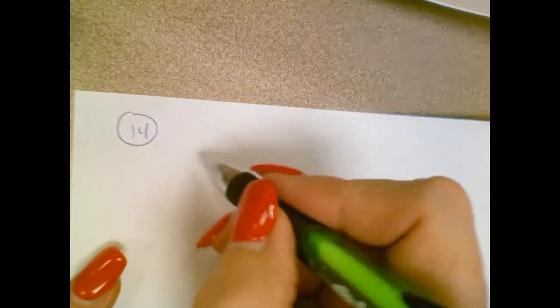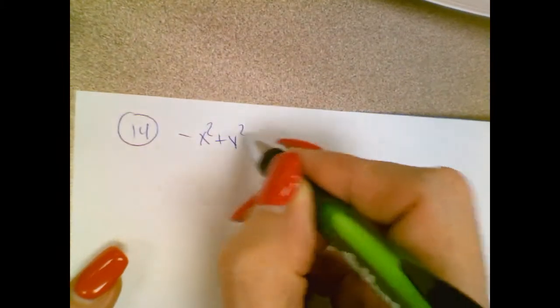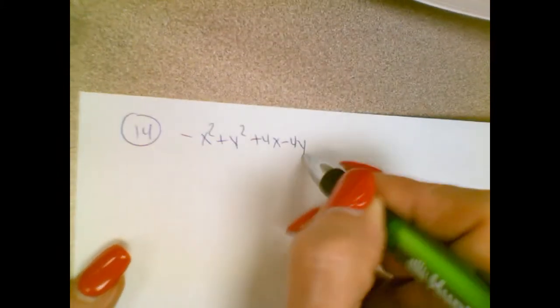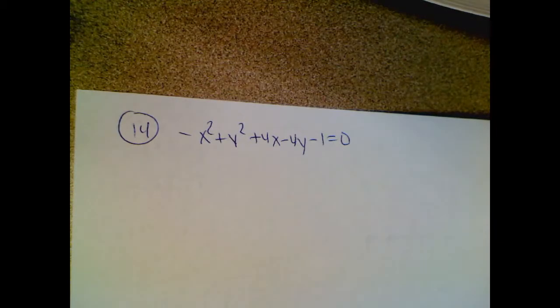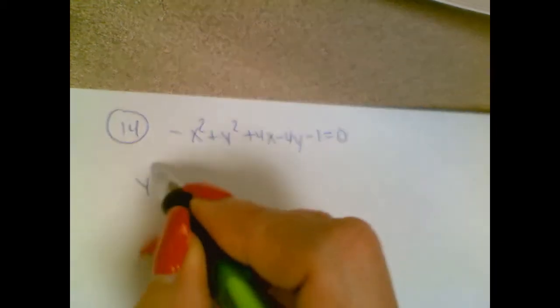14. The problem is -x squared plus y squared plus 4x minus 4y minus 1 equals 0. I'm starting with the y squareds on this one because they're the positive one.